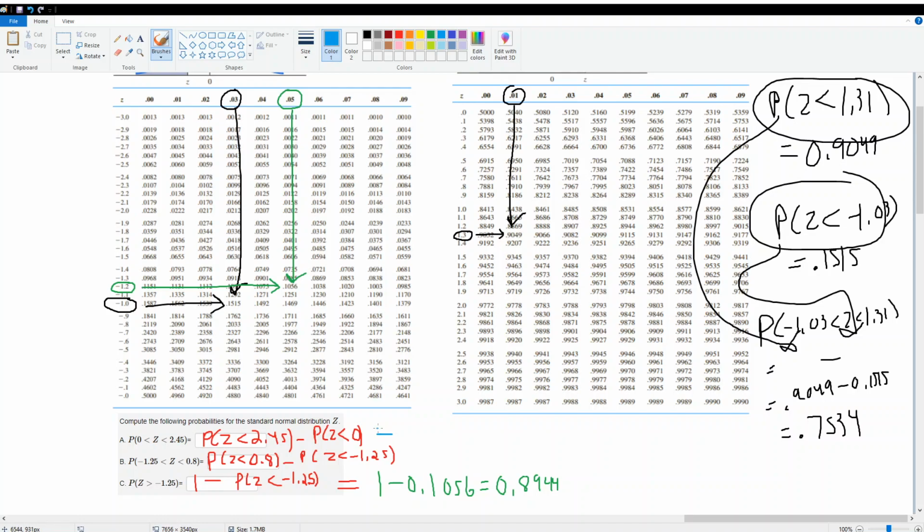Let's now go back up. I'm going to use blue for this one. The chance of being below 2.45: first the 2.4, then the 0.5, so 2.45. That is going to be 0.9929. The chance of being below 0, you can use the table or use common sense. Half the data is below 0, so it's going to be 0.5. But if you wanted to use a table, there's the 0.0, 0.00 right there. And therefore, our answer is going to be 0.4929.